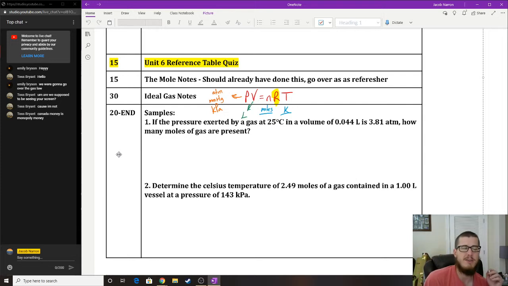Volume is typically going to be liters. Now, yeah, they could end up trying to trick you with something else in higher level chemistry, but for our class, it's always going to just be liters, okay? But it's pressure that's going to change, so it's going to be one of these over here. And based on that, that's how you decide which one you use.